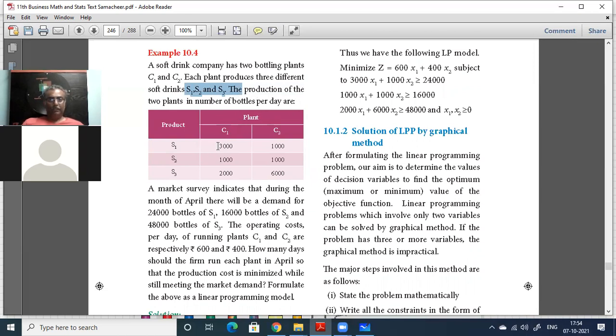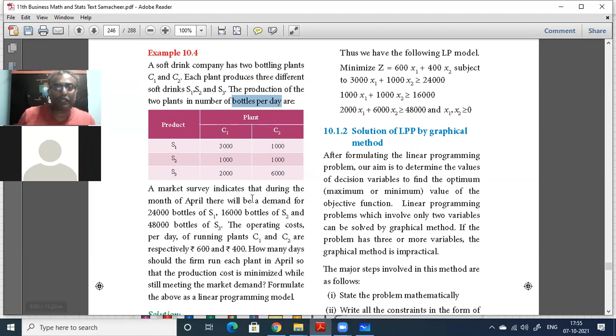In plant C1 you can produce 3000 S1 bottles and in plant C2 you can produce 1000 S1 cool drinks. In plant C1 you can produce 1000 S2 cool drinks, and in plant C2 you can produce 1000 S2 bottles. In plant C1 you can produce 2000 bottles of the third type, S3, and in plant C2 you can produce 6000 bottles. That is the number of bottles per day.